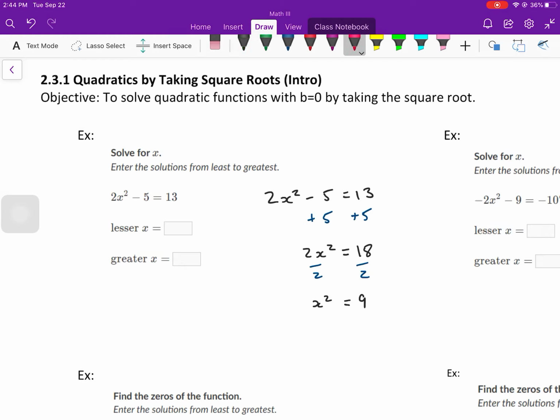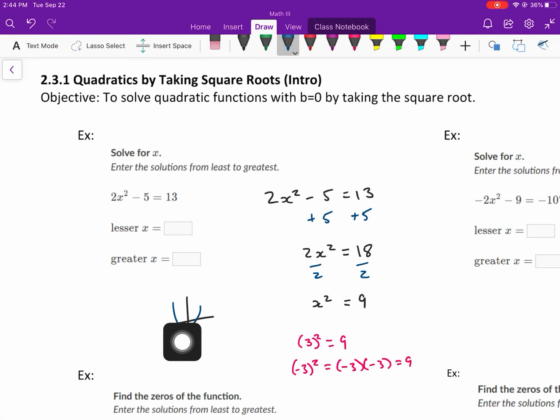Now I'm going to square root both sides. Now, this is important. Think about this. What squared is 9? Well, 3 squared is 9, right? But what about negative 3 squared? Negative 3 times negative 3 is also positive 9. So there's two answers here, which makes sense. There have been two answers with quadratics all along, right? Factored form gave us two answers. A parabola is going to cross the x-axis twice. So of course there's going to be two answers here.